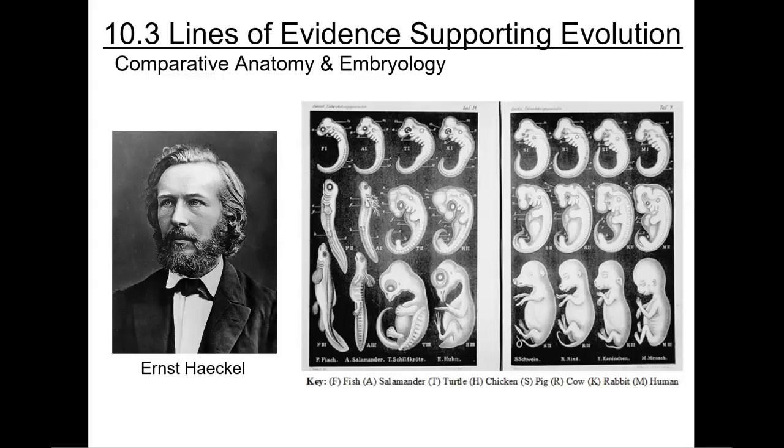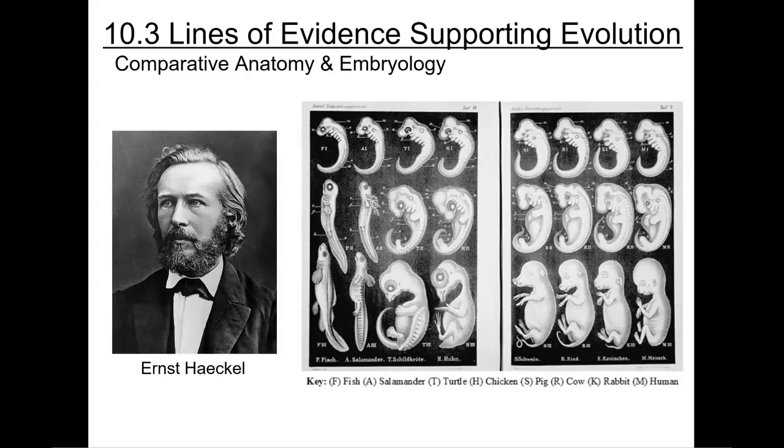And so here you can look at the different posters up here. You'll see the different animals. So going in with F, that's going to be a fish. A is going to be a salamander. T is a turtle. And H is a chicken. Coming over to the next poster or diagram, you're going to see S is the pig. R is the cow, K is the rabbit, and M is the human.